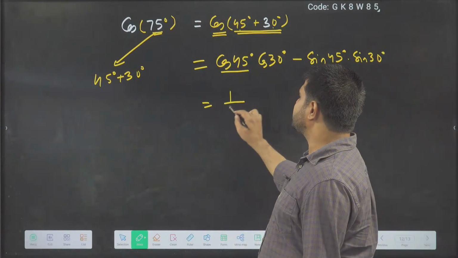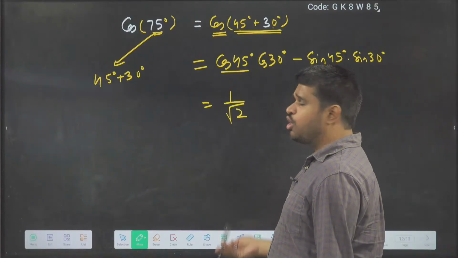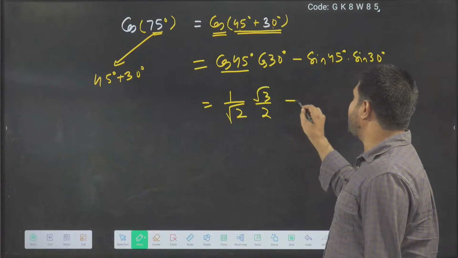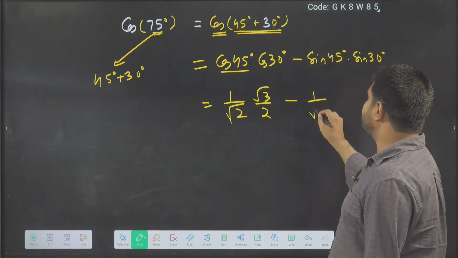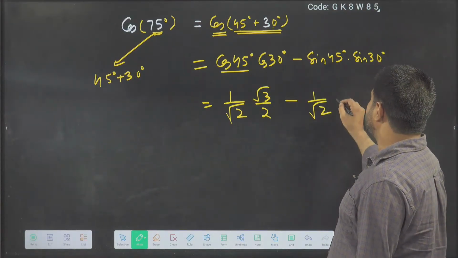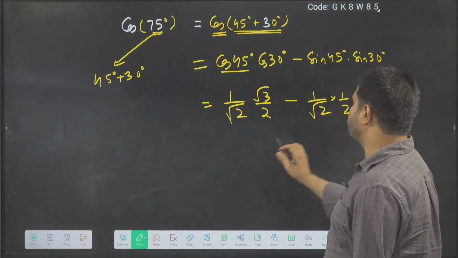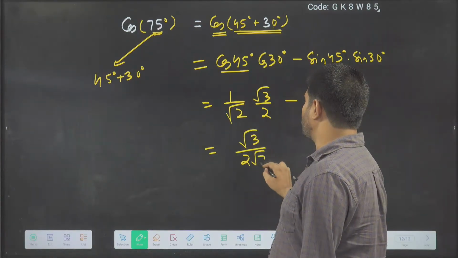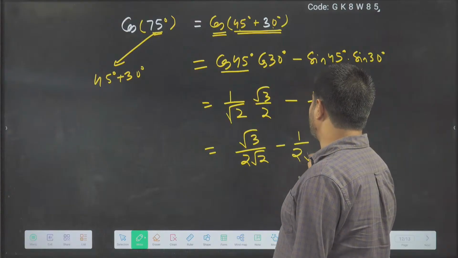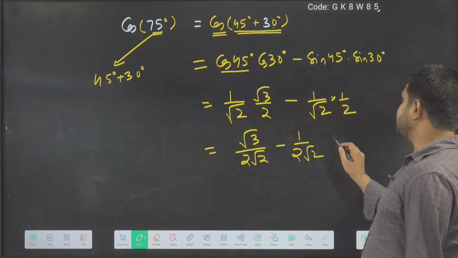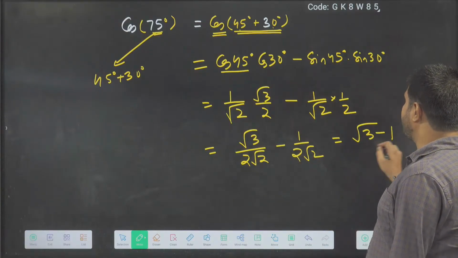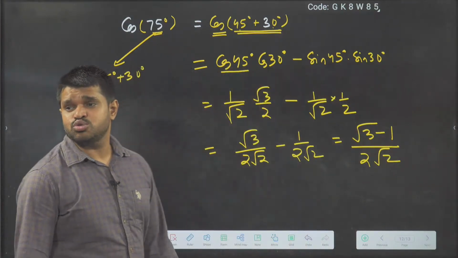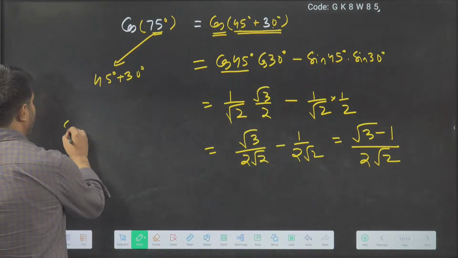Cos 45 is 1 by root 2. Cos 30 is root 3 by 2, minus sin 45 is 1 by root 2, sin 30 is 1 by 2. We got root 3 by 2 root 2 minus 1 by 2 root 2. You are getting the same: root 3 minus 1 by 2 root 2. So we justified it. So I am writing the same thing.